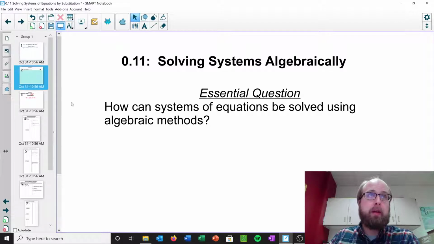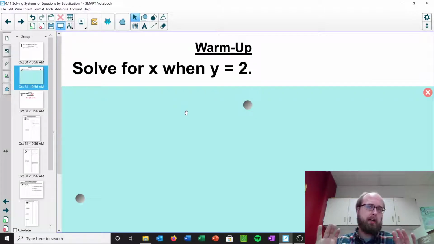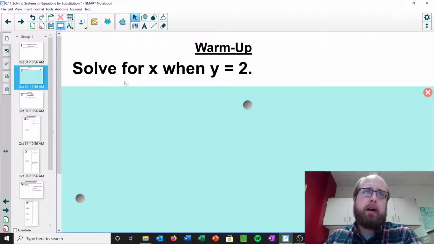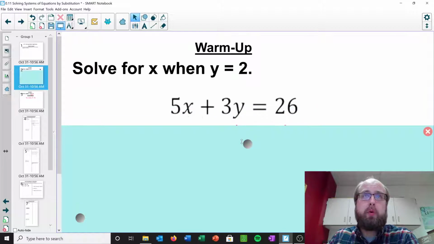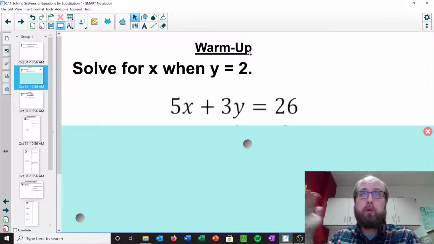Okay? So to start off, just to introduce an idea of what we're going to use today, I want you to stop and actually try this problem out. I have an equation here, 5x plus 3y equals 26, and I want you to solve for x when y equals 2. All right? So take a second, try and solve that, put your answer down, and then we'll come back and look at how we would actually approach that.